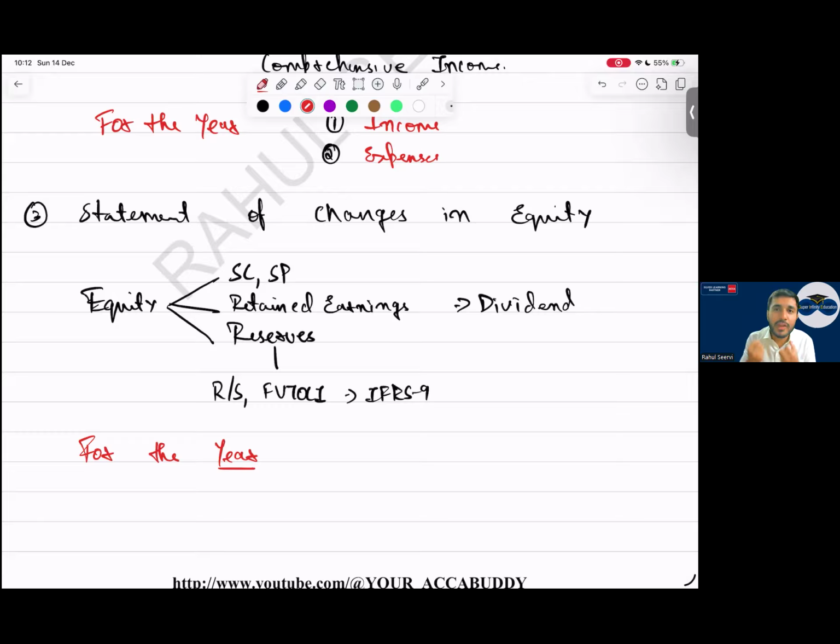Now, why will your share capital increase? Share capital will increase because the company is issuing new shares. How many shares are issued? What is the amount that is taken to capital? What is the amount that is taken to share premium? We have to mention it so that the stakeholders get to know. Yes, no doubts on this.